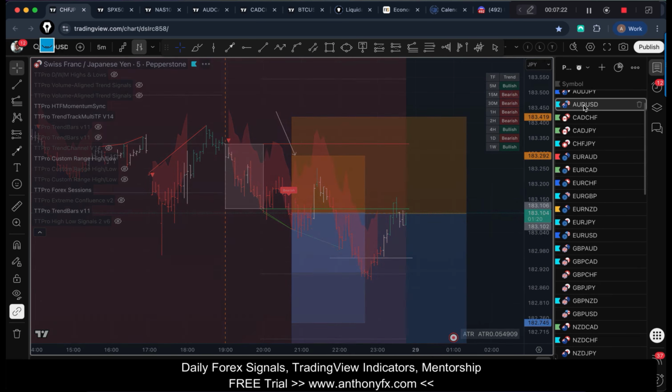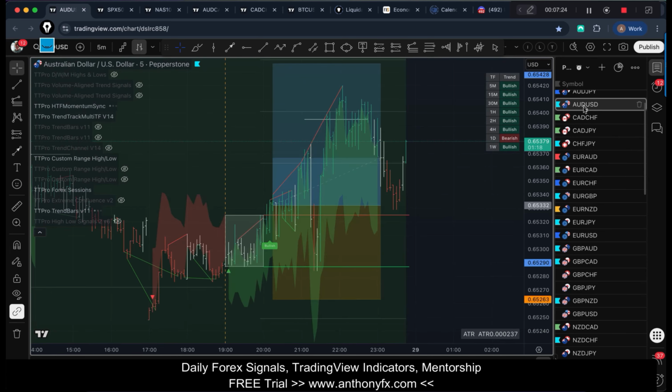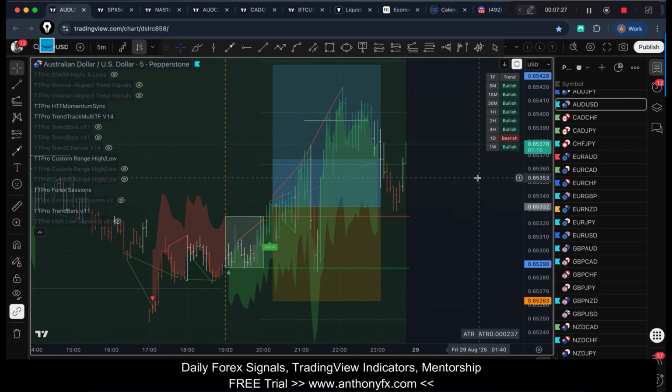Swiss yen and then Aussie dollar. Really nice outcome today, guys. Asian session. Look at it. Just brilliant.